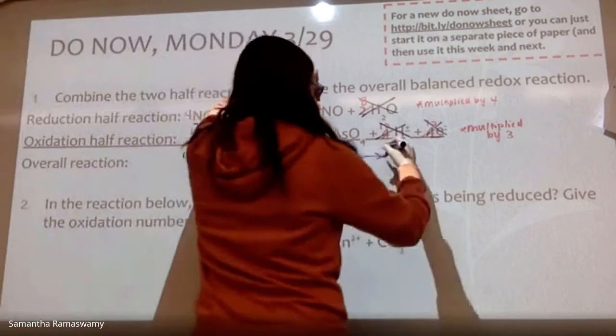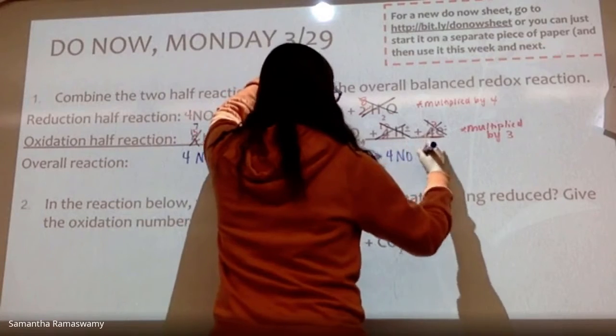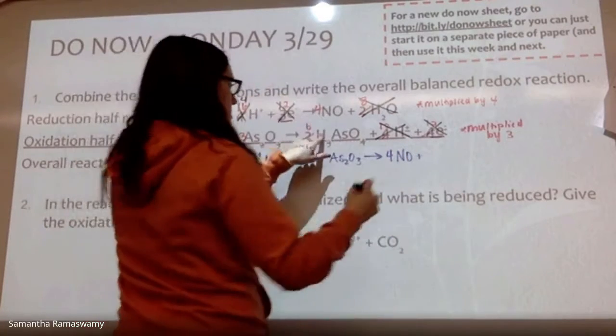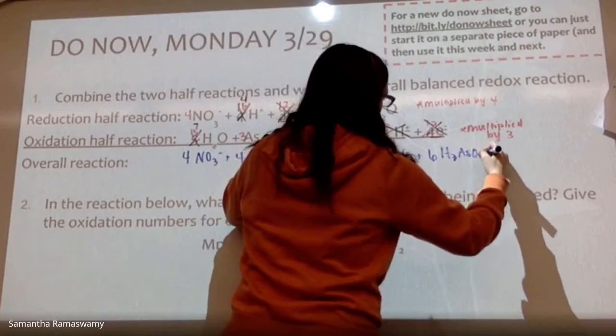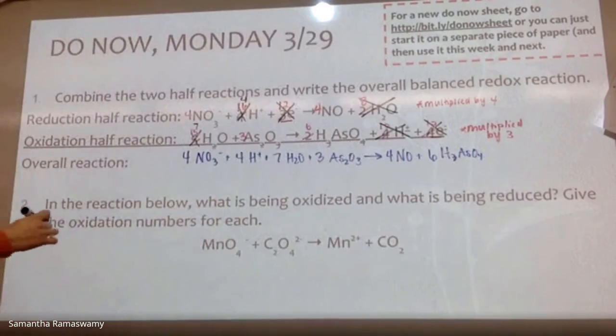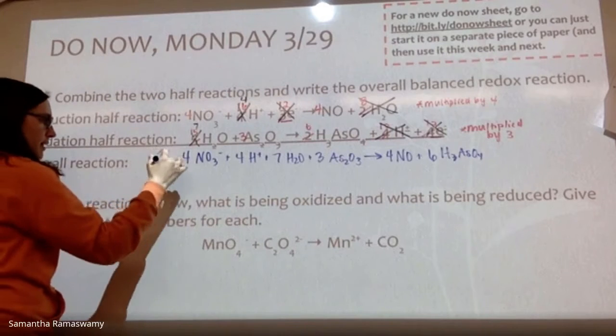Then we look at our products. So 4NO plus 6H3AsO4. So here is our answer to number 1.